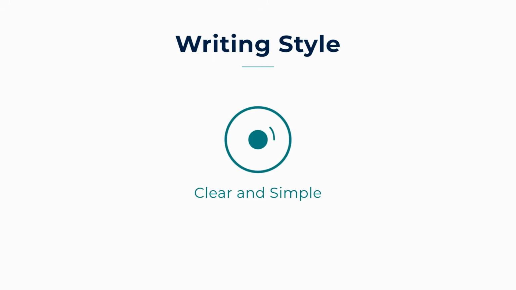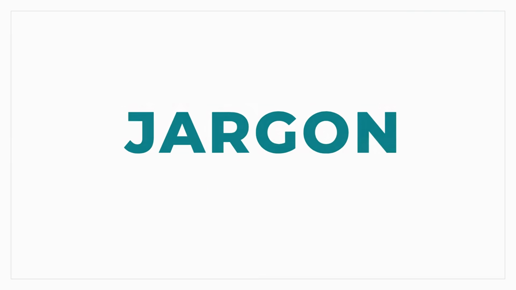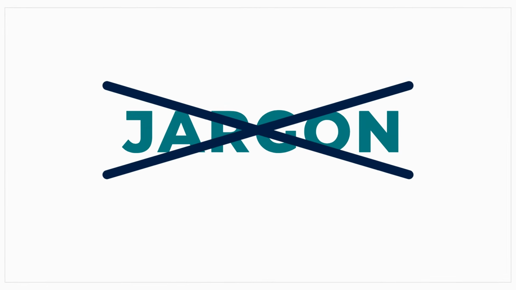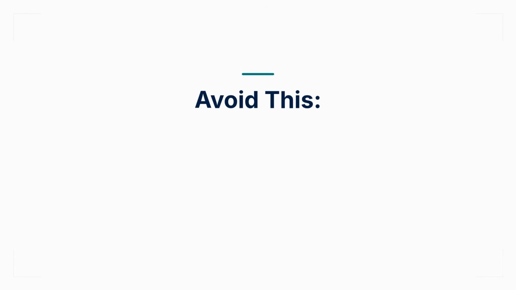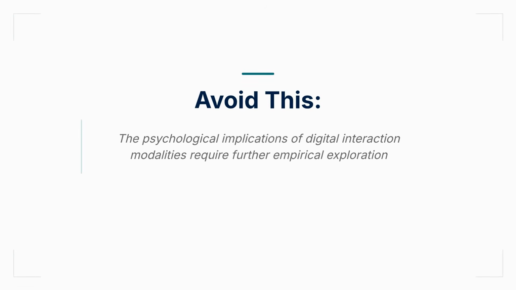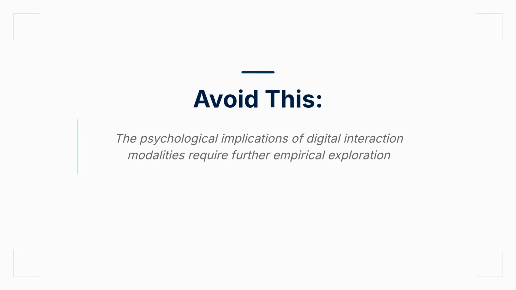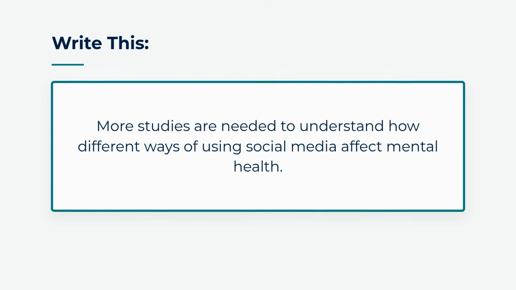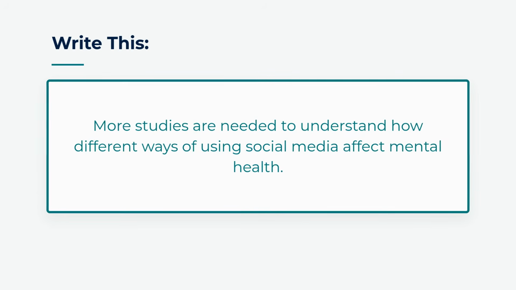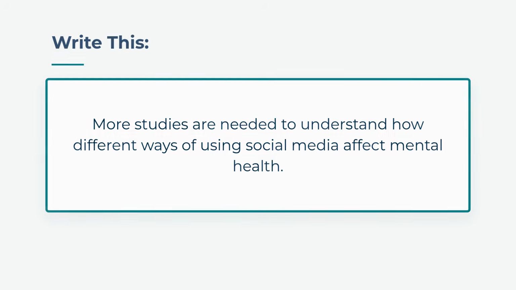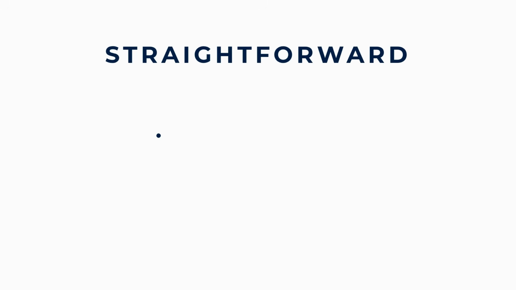When writing, use clear and simple language to make your review easy to understand. Avoid complicated terms or unnecessary jargon. For example, instead of saying, the psychological implications of digital interaction modalities require further empirical exploration, you could write, more studies are needed to understand how different ways of using social media affect mental health. Keeping your writing straightforward helps readers follow your ideas without confusion.